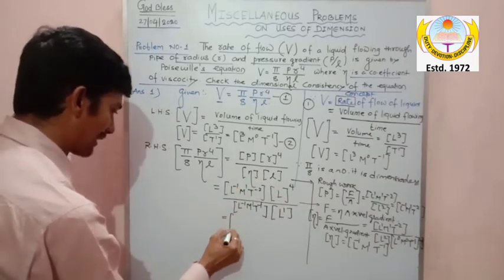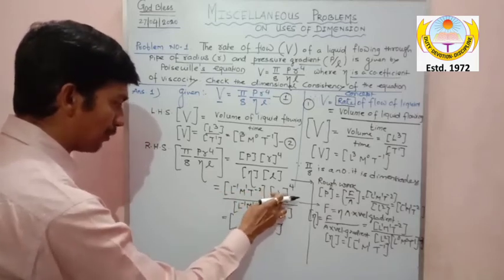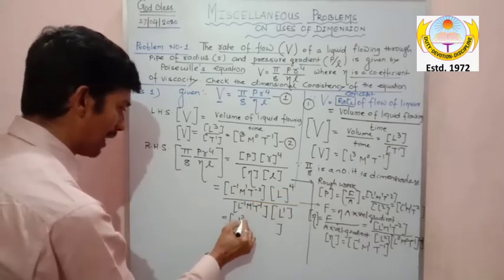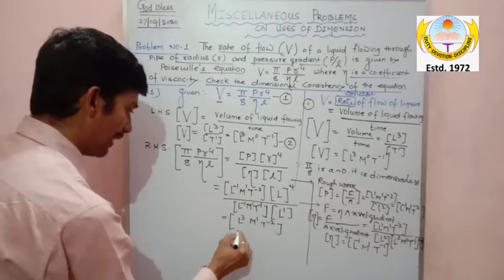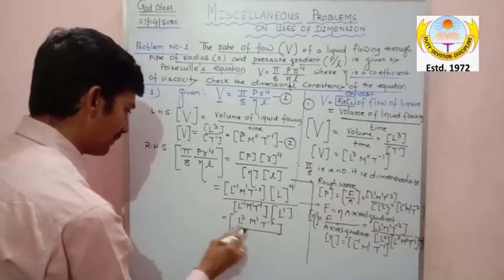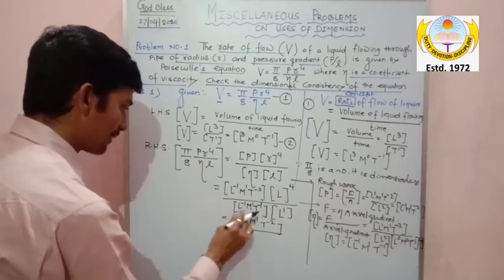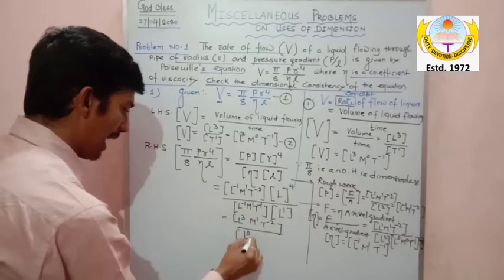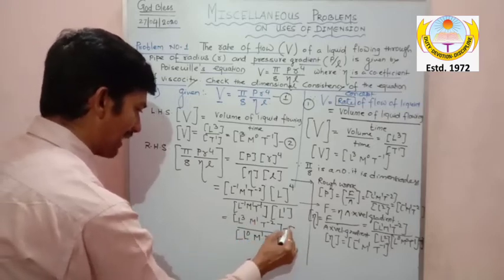Dimension for the right hand side, my dear, you can see this is L power minus 1 and L power 4. Here it is L power 4. First I will write the numerator: L power 3, m power 1, t power minus 2. In the denominator, what am I getting, beta? In the denominator it is L power minus 1 and L power 1 will be L power 0, m power 1, t power minus 1. So now what is the entire dimension, beta?